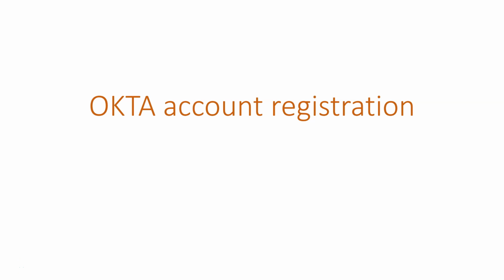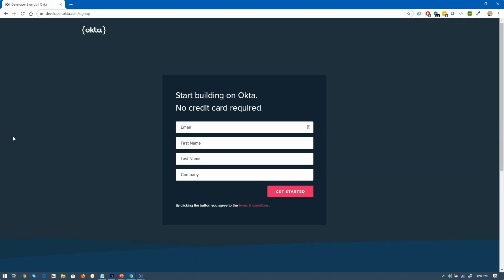Developers can register an Okta account by themselves. All we need to do is go to the account registration page, fill four fields and click on Get Started. So let me show you how it looks. Go to developer.okta.com/signup, fill out all these four fields and click on Get Started.